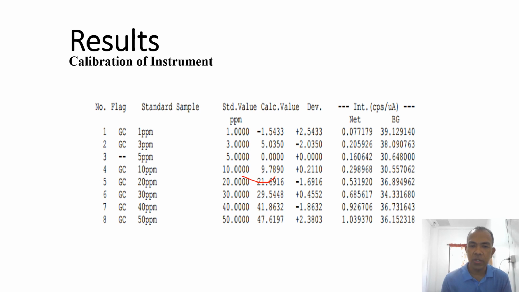From this calibration, the calibration standards should be higher, at least 5, and we can try up to 100. It depends on the interval that we will use for the calibration of the instrument. So 40 ppm is close, reading 41.86.